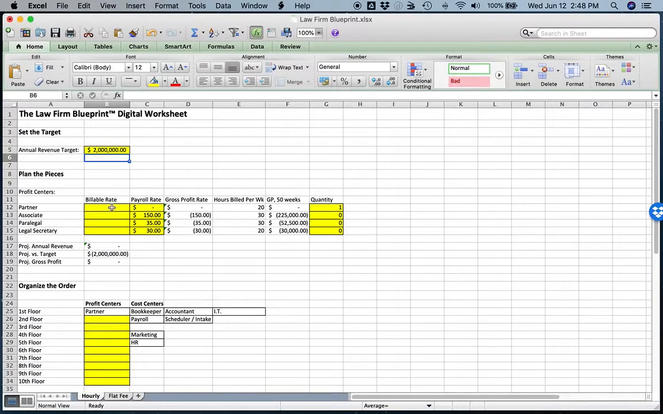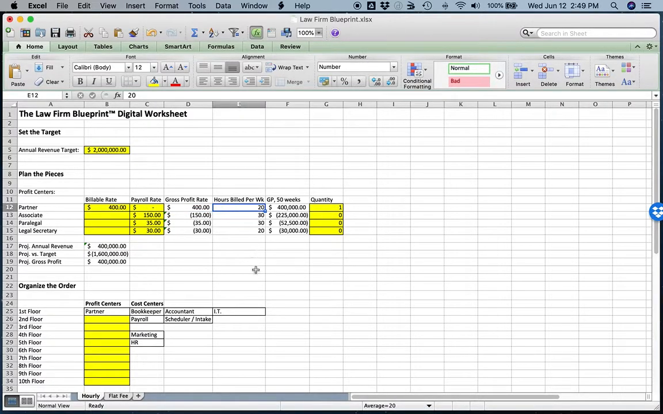And right now, let's assume we have a partner. As a partner, we're going to assume that they are not collecting a salary. Instead, they're just getting the profit. So we're going to leave their payroll rate at 0, so we're not paying them any money. But their billable rate, let's say it's going to be, I don't know, $400 an hour. They're not getting paid anything. So the gross profit, how much we make on them per hour, is going to be $400 an hour. 400 minus 0 is 400.